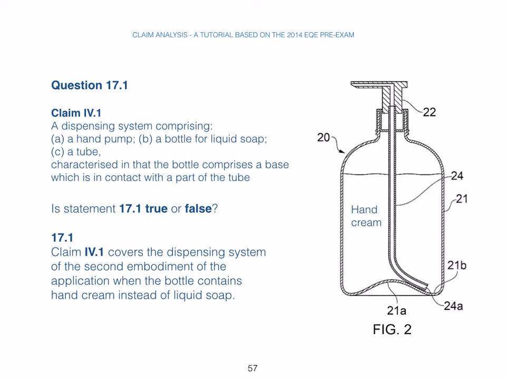Right, we have now statement 17.1. Claim 4 covers the dispensing system of the second embodiment of the application when the bottle contains hand cream instead of liquid soap. So on the slide I have illustrated figure 2, which is the second embodiment of the client's invention, and I have written in the bottle hand cream, meaning that the content of the bottle is hand cream instead of liquid soap.